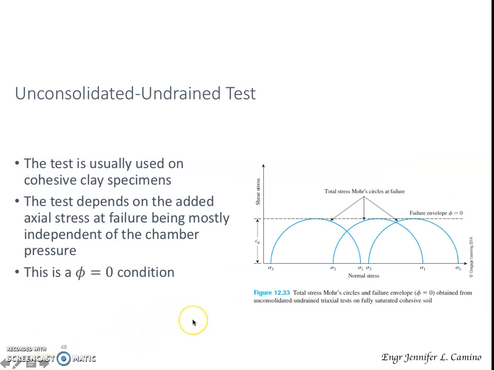So the test is usually used on cohesive clay specimen. The test depends on the added axial stress at failure being mostly independent of the chamber pressure. So for this condition, our phi is equal to 0. So for this one, we don't have the value for our phi, because this is usually for cohesive clay specimen. So our phi here is equal to 0. Of course, we have a value for our cohesion.